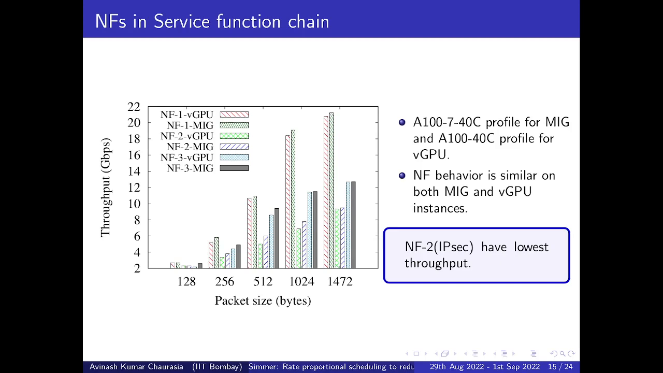The graph shows the performance of a network function when the GPU is configured in vGPU mode versus MIG mode. The profile for each mode is chosen in a way such that the whole GPU is assigned to one VM only. As we can observe from the graph, the performance of an NF using MIG mode GPU closely follows the performance of the NF using vGPU mode. And out of all the three network functions, NF2, which is IPsec, is the slowest network function and will act as a bottleneck NF if it is part of any service function chain.